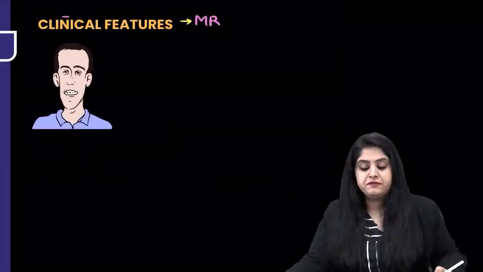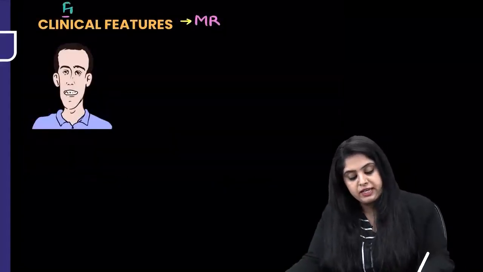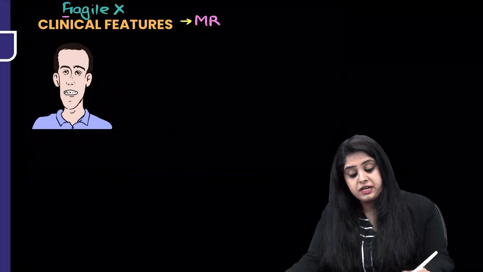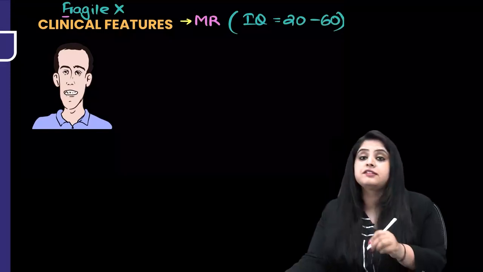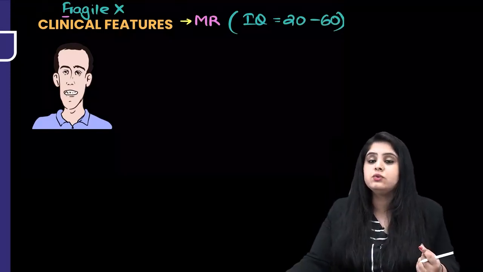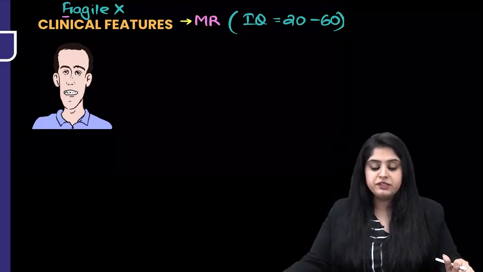Let's do the clinical features. Remember, a patient of Fragile X syndrome will have mental retardation. Previous year question was that the IQ is in the range of 20 to 60. This has come in the previous year NEET PG. Exact IQ? The range of 20 to 60.